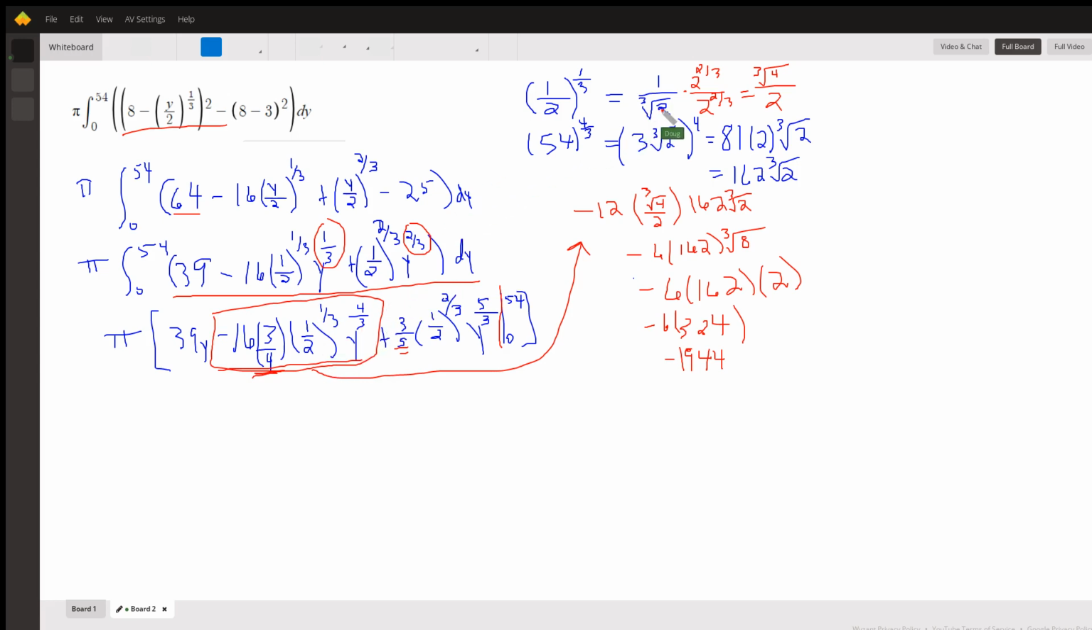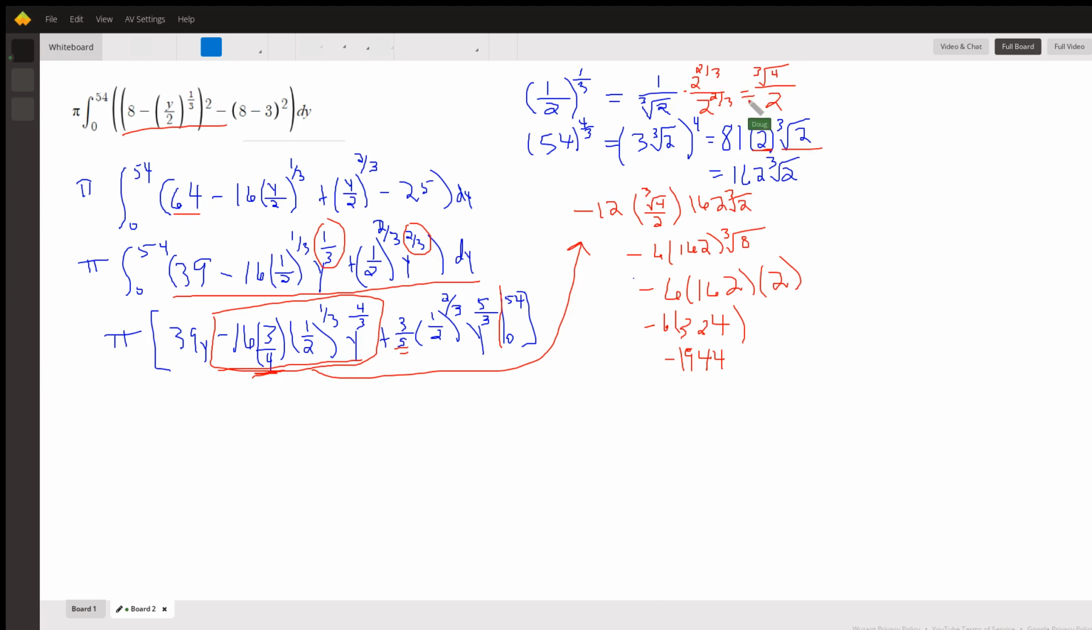1/2 to the 1/3, if you rationalize that, you get the cube root of 4 over 2. And I showed the steps for doing that. And 54 to the 4/3 is the 4th power of the cube root of 54. The cube root of 54 in simplest radical form is 3 cube root of 2. Raise that to the fourth power, you get 81 times 2, because the cube root of 2 times the cube root of 2 times the cube root of 2 is 2. And then we have one factor of cube root of 2. It's 162 cube root of 2.